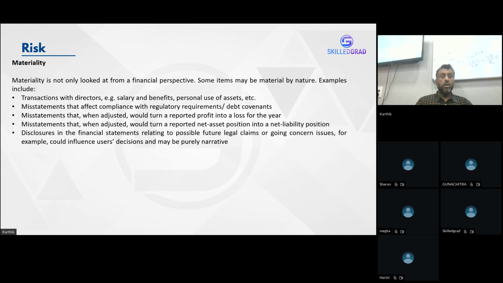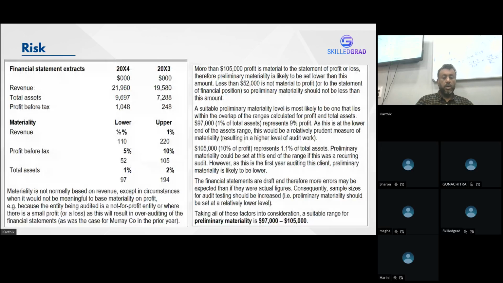He knows that a court case is pending. Court case provision, but that is disclosed, the company has incurred 100 crores cost. That's a very material thing. Clear? Clear, Tanisha? Good.